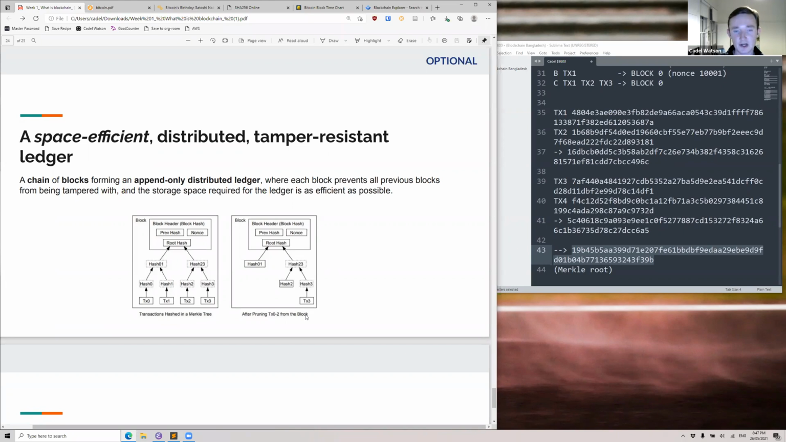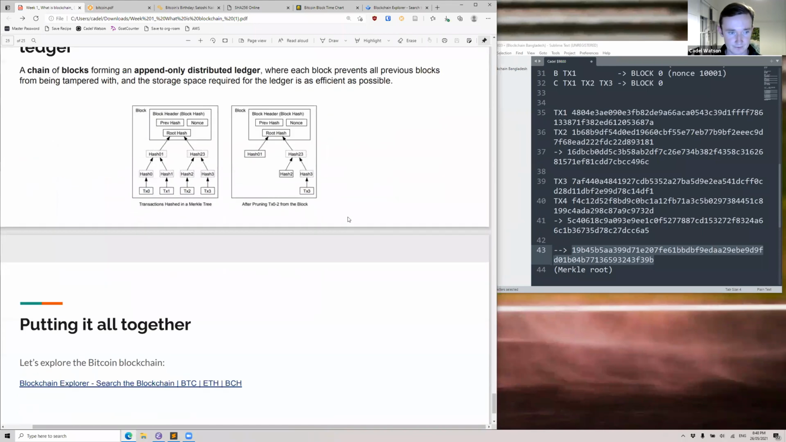The only other thing to note is that doing this reconstruction here, in case you need to talk about it later, is called a Merkle proof. You're proving that transaction 3 is part of the Merkle tree. So it's a Merkle proof, where you're reconstructing the hashes along the way.